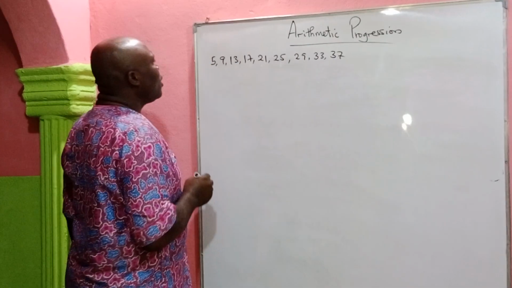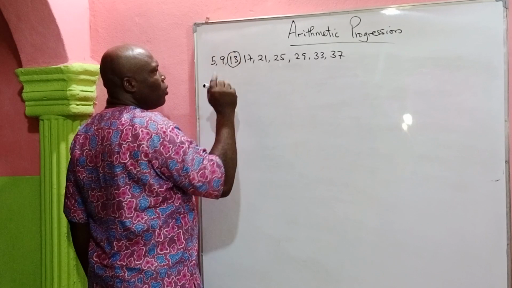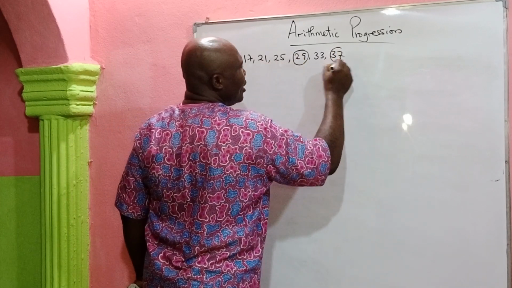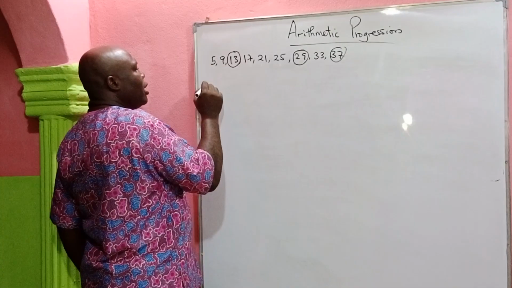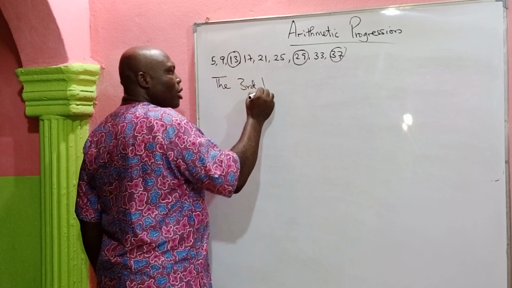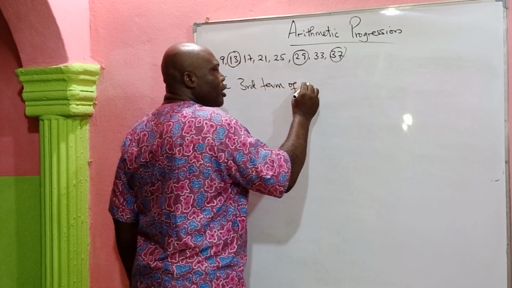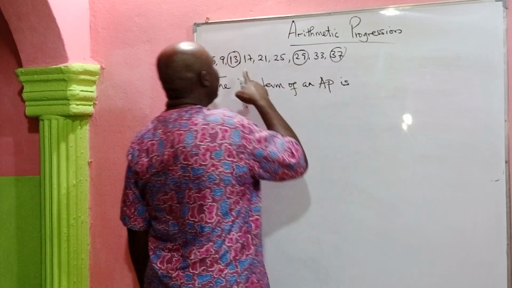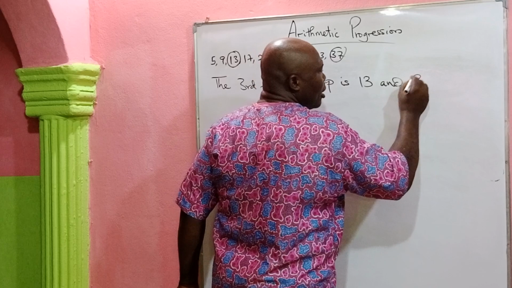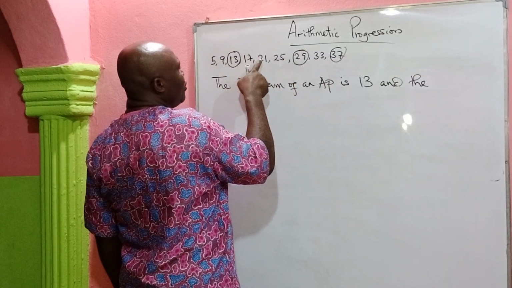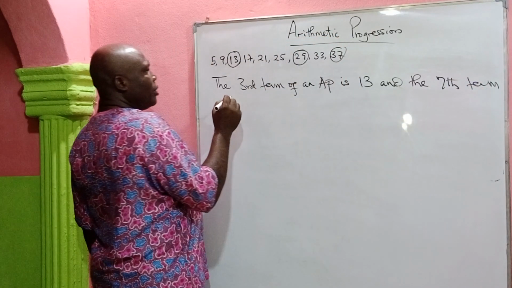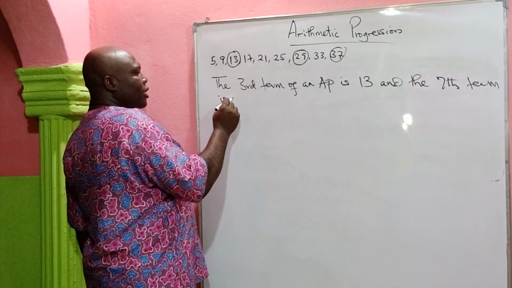All right, assuming the question comes, I want to pick out these terms. Watch and see. I'm going to design a question right now. Watch me now. All right. Question. The third term of an AP is 13, and the seventh term is, let's say, 29.